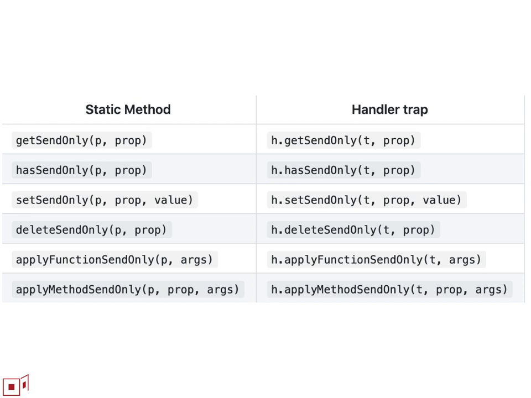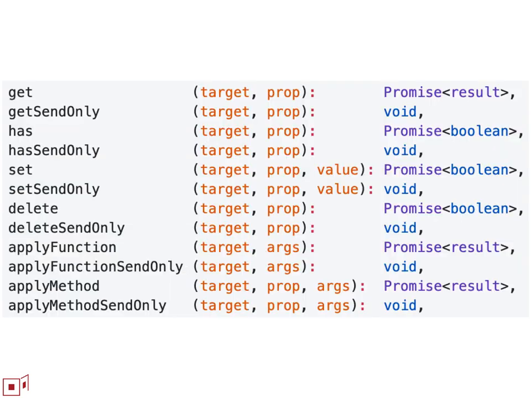And corresponding handler traps, of course, with the send only suffix. So this together is all of the handler traps. One more point about the handler traps is, like with the proxy handler traps, there's a defaulting relationship. If the handler omits an only trap, then it defaults to the corresponding non-only version and then just ignores the result. If the apply method send only is absent, it defaults to a composition of get followed by apply function. So it does sort of fall back on the JavaScript notion that a method call is really a property get followed by a function call. So there's a nice defaulting relationship among these things.